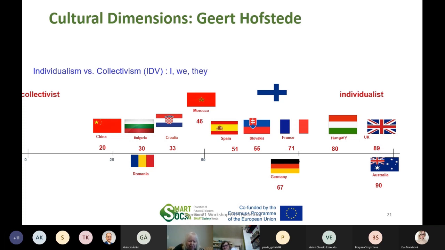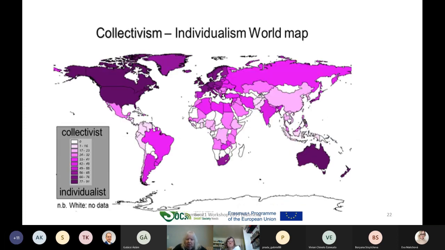Anybody got any comments about that? Are you surprised? I don't know if our Chinese student is still with us. Ming-Chen, are you still here? No. Because China is seen as a very collectivist society. That doesn't surprise me. Okay, so let's go on. There we've got the map again, clusters of countries which would be collectivist, clusters which would be individualist. Nice color there.